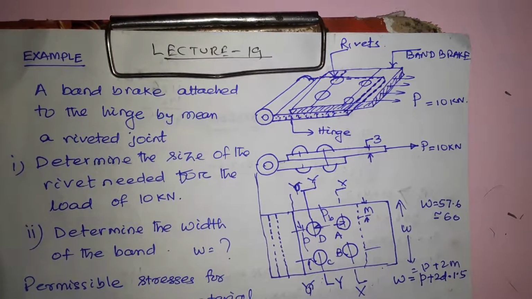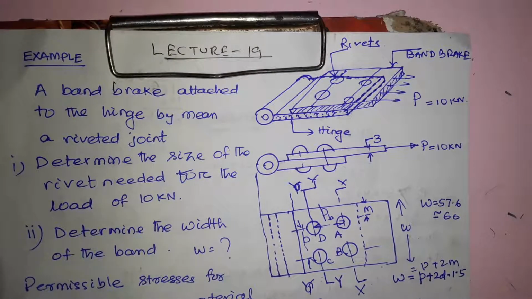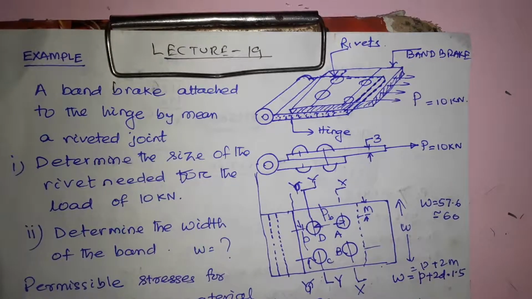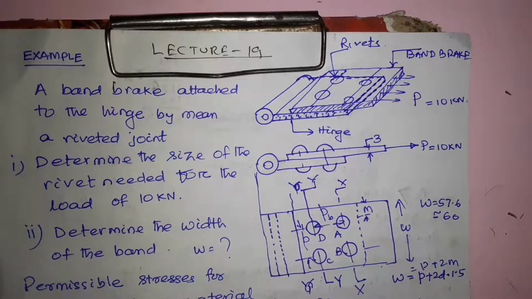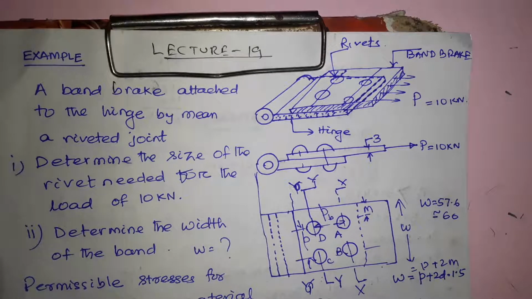Welcome to lecture 19, where we will be talking about the application of the riveted joint with the help of an example. The question is: a band brake is attached to the hinge by means of a riveted joint, and we are to determine the size of the rivets needed for carrying a load of 10 kilonewton. We also have to find the width of the band which is required for the braking application.